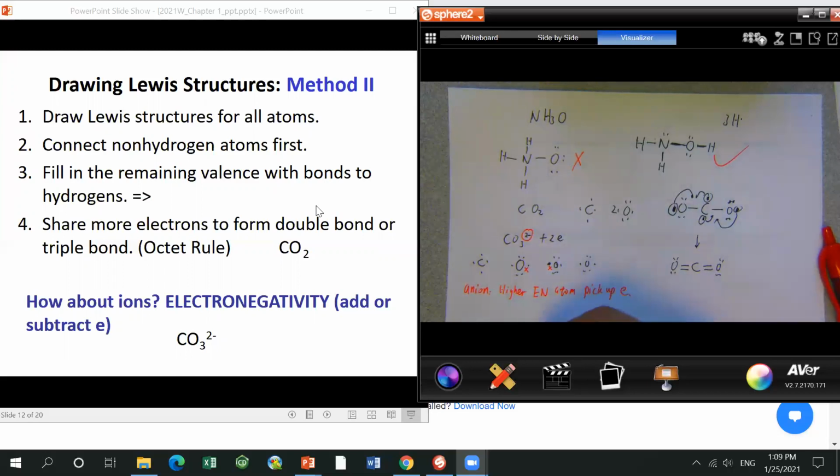Put the carbon in the middle. Carbon supplies 6 valence electrons, and then with the first 2 oxygens.